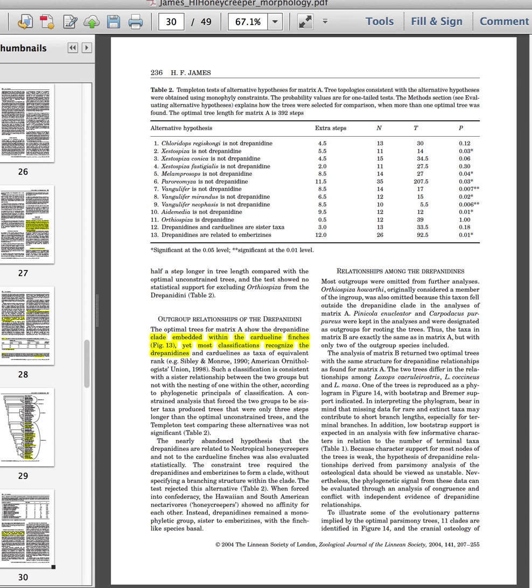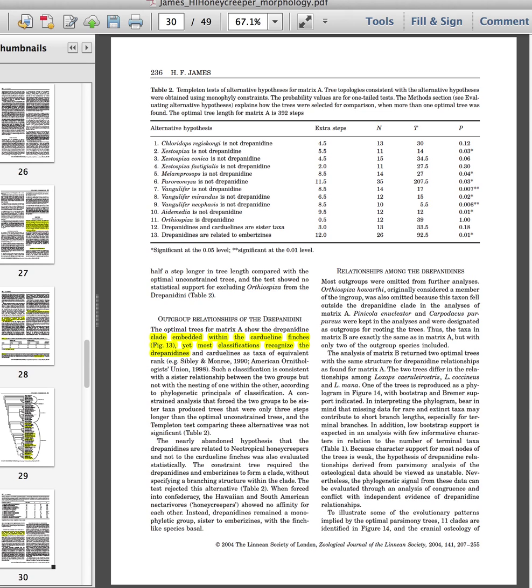are nested within cardinalines. And so she takes a look to see if you were to force the relationship of being sister rather than nested within, how many additional steps, how much longer would that tree have to be? And basically 3 additional steps, so not particularly long. And then she also looks at the support that honeycreepers are more closely related to cardinalines than to emberizid finches, and that's a few more steps, 12 steps.